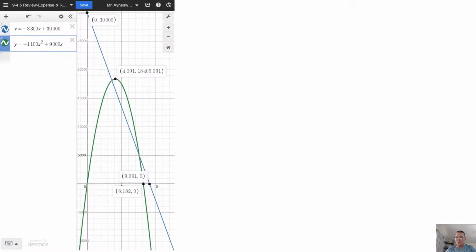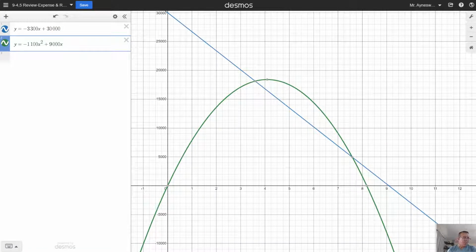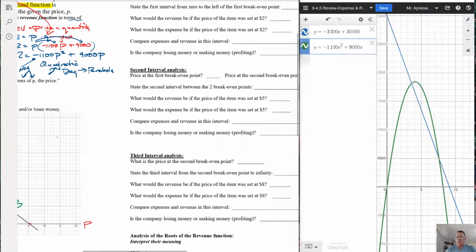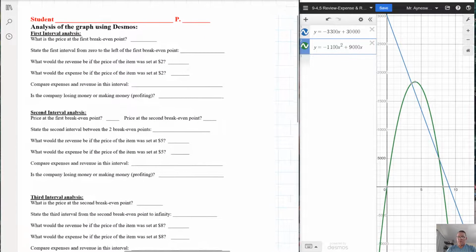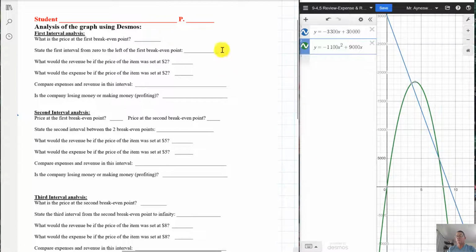So let's go back to the graph here and do some analysis. We have a couple of break-even points. One here at this point, and then we've got a maximum there. We've got another break-even point here, and a root here of the revenue function. What we want to do is bring that in and annotate it, and answer all these questions off to the side. We've got to answer all of these on this graph. Let me change the scale here.